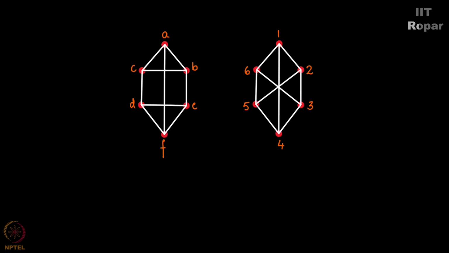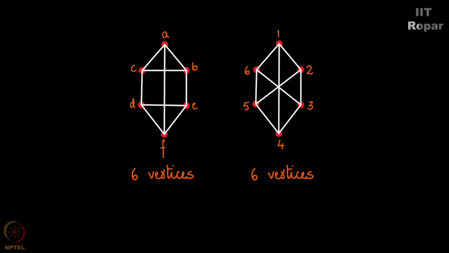Look at these two graphs. Let me take a look at the number of vertices here. You have 6 vertices here: 1, 2, 3, 4, 5, 6. You have 6 vertices on this side as well. And looks like they are very similar.